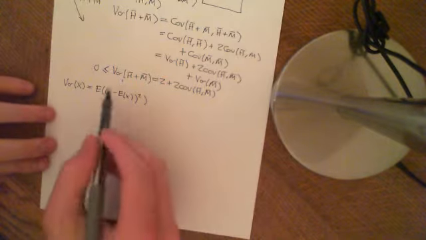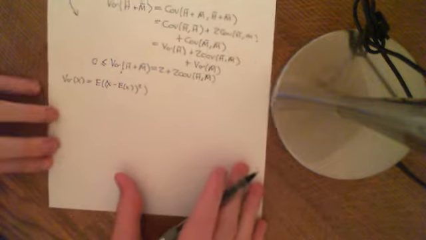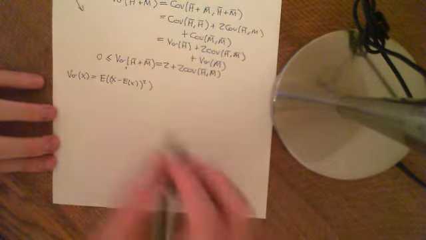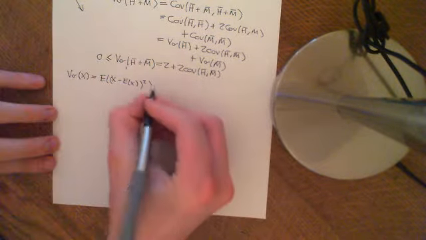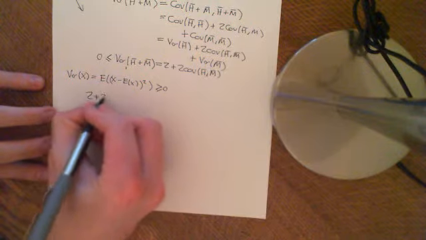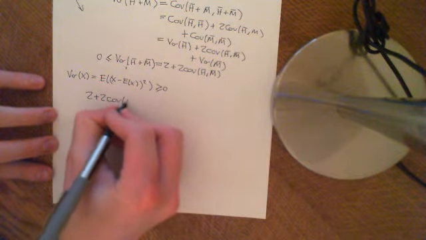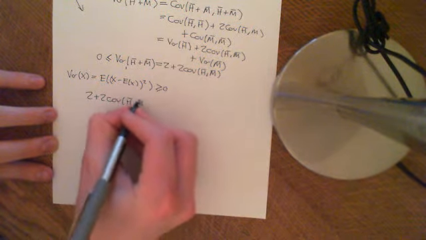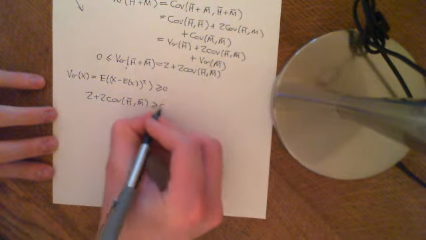Similarly, x minus the expected value of x, squared, is always going to be non-negative. So this expected value is always going to be non-negative as well. So we can say that this is always going to be greater than or equal to 0. So that implies that 2 plus 2 times the covariance of h bar and m bar has to be greater than or equal to 0.